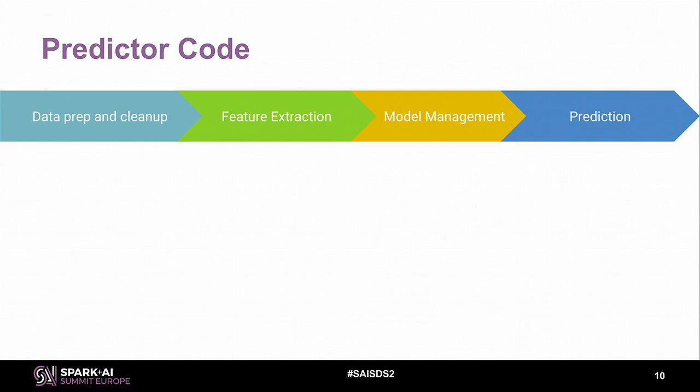Okay, so to do that, we broke our predictors into four buckets. Those four buckets are what we work on training our data scientists to write their code into. The first is data prep and cleanup: how do I get my data that I'm going to push into my vectorization. Second is feature extraction. You're obviously familiar with this, but feature extraction is an explicit function that takes my cleaned up data and turns it into vectors or whatever their model uses.